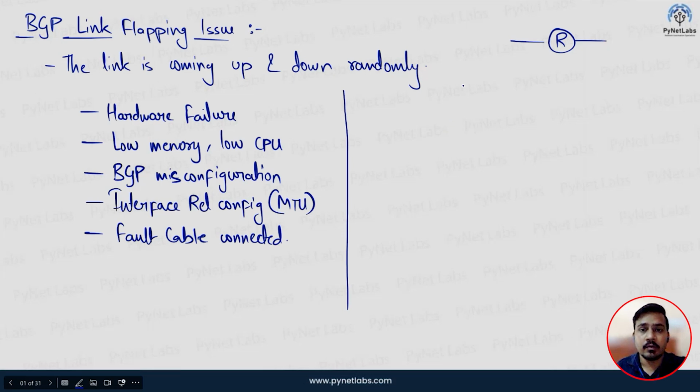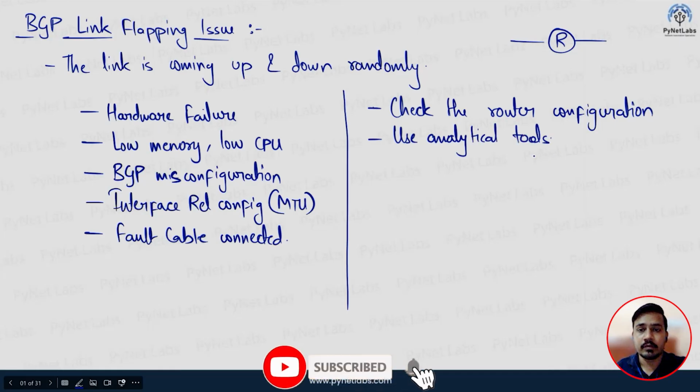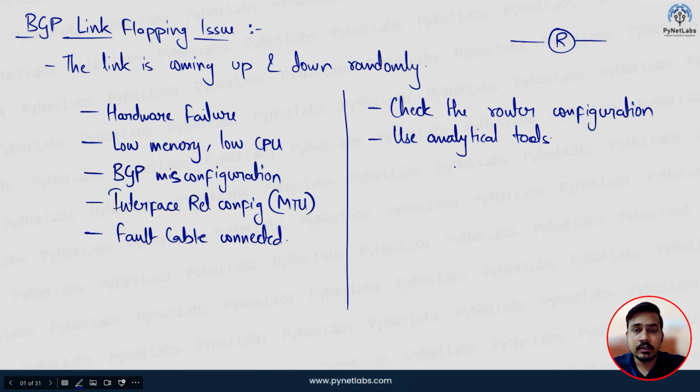Now, when it comes to how we can identify it, there are a couple of things. First, you can check the router's configuration. I can go to my network devices and check them one by one. I can also use an analytical tool, like SNMP or something similar, to gather information about my network. These are some of the ways in which we can check for link flapping issues in our lab.